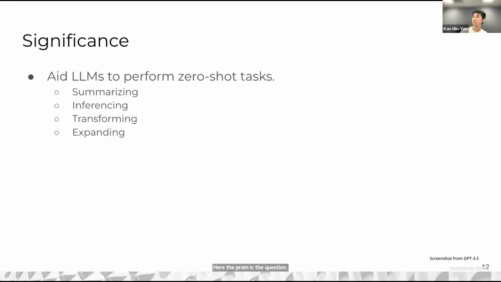So what is the significance of prompting? Prompting is able to aid large language models to perform zero-shot tasks, such as summarizing, inferencing, which are the classification tasks and the natural language inference tasks, transforming, which are the translation and spelling correction tasks, and finally, expanding, which are the ones that can generate essays based on a prompt.